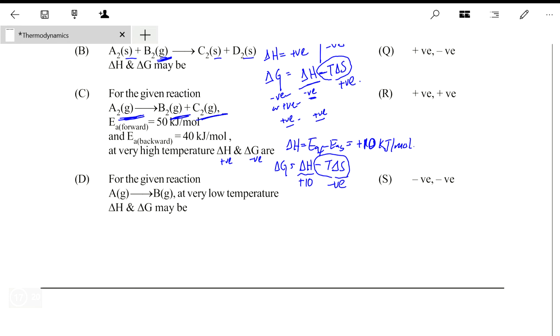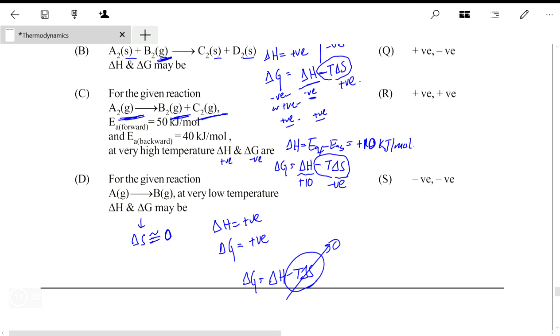at high temperature. Option D, delta S, we can't exactly say it is equal to 0, but it will be a very small value, either a small positive value or a small negative value. Delta H and delta G. Delta H can be positive. If delta H is positive, delta G is mostly also positive because delta G is delta H minus T delta S. The second term is nearly 0. So the sign of delta H and delta G have to be same. So if it is positive, delta G should be positive. If this is negative, then delta G should be negative as well.